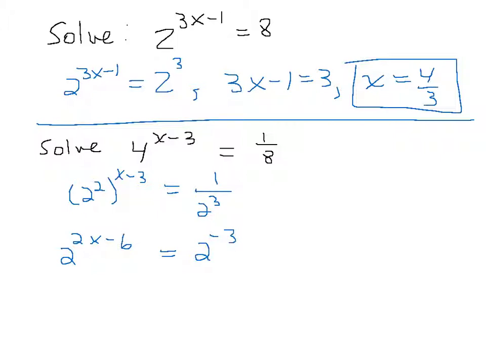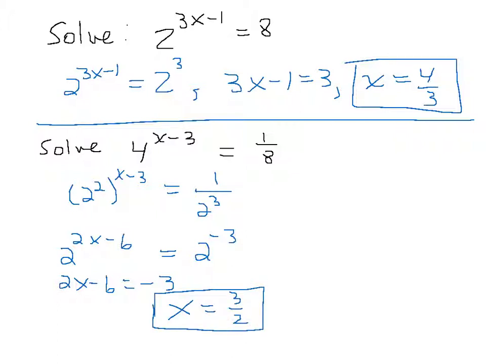What that means then is that 2x minus 6 is equal to minus 3. If I add 6 to both sides and divide by 2, I get x is equal to 3/2. That's how we solve these exponential equations, and what made them nice is that we have the same base. Each of these numbers can be written as a power of 2.